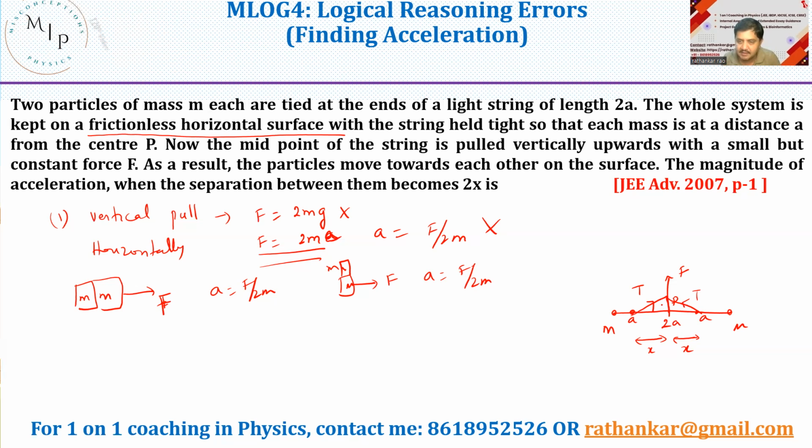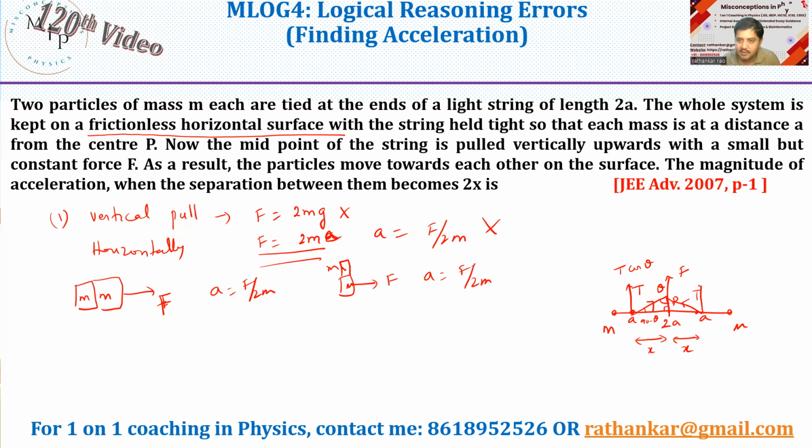Let me consider some angle. Let me consider this angle is theta. When I consider this as my theta, then this should be 90 minus theta, because this is a right angle. So if I resolve this tension along two parts, what do I get here? I get T cos theta in this direction. And along the vertical direction, I get T cos theta.